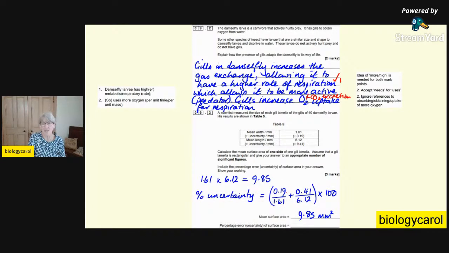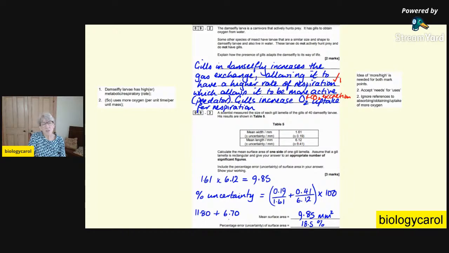And the uncertainty is this figure divided by this figure. And when you are using the maths to times those two figures together, you add the uncertainties. That's the rule. And therefore, it would be that plus that, which equals 18.5%.